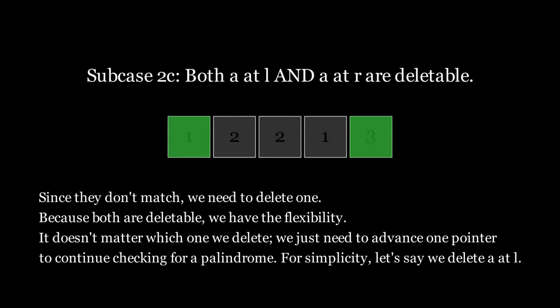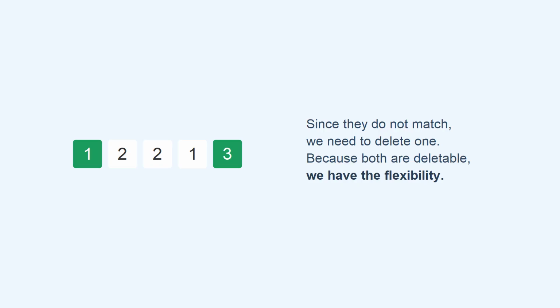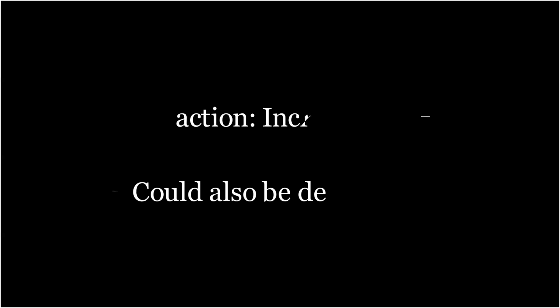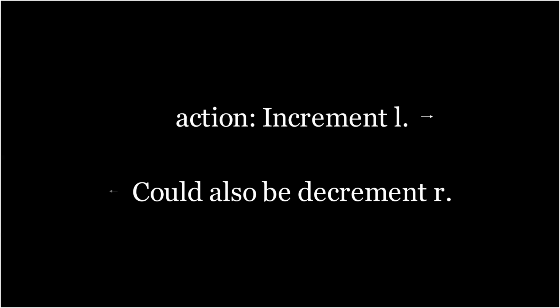Subcase 2c, both A at L and A at R are deletable. Since they do not match, we need to delete one. Because both are deletable, we have the flexibility. It does not matter which one we delete, we just need to advance one pointer to continue checking for a palindrome. For simplicity, let us say we delete A at L. Action: increment L, could also be decrement R.